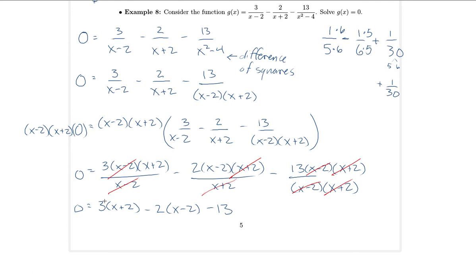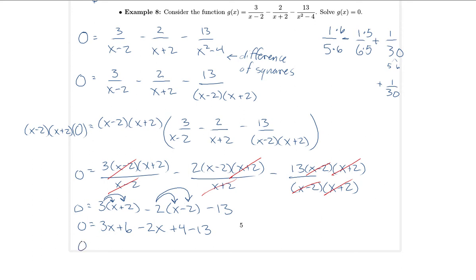And then I do some distributing, right? So 0 is 3x plus 6. And then one thing to always remember, this is just such an easy trap to fall into. As I distribute through, make sure this minus sign in front of the 2 goes with it. So negative 2 times x is negative 2x, or minus 2x. Negative 2 times negative 2 is positive, or plus 4. So don't forget to carry that negative through.